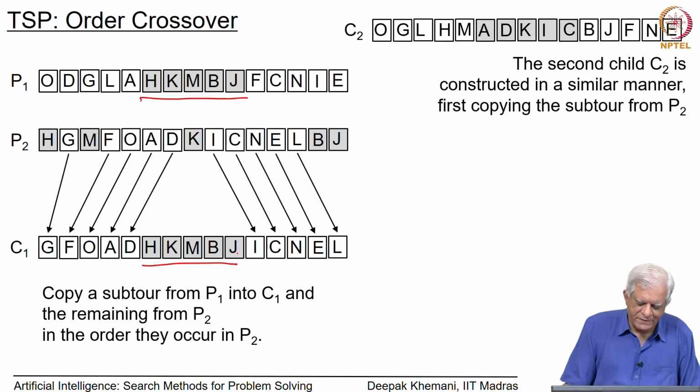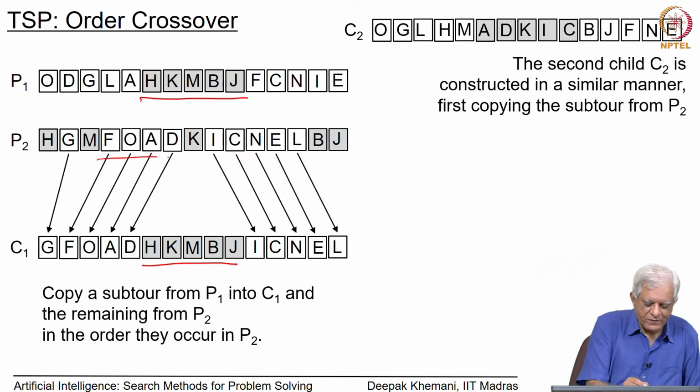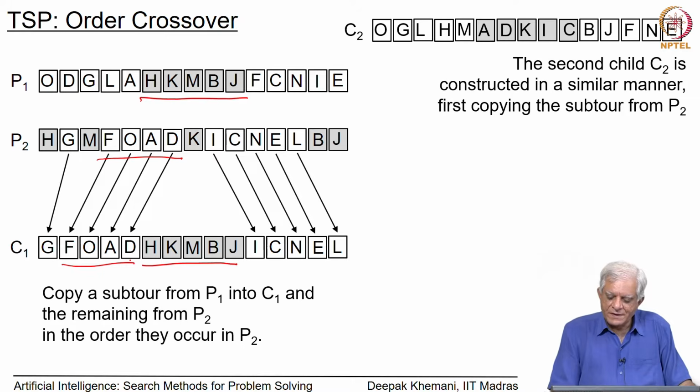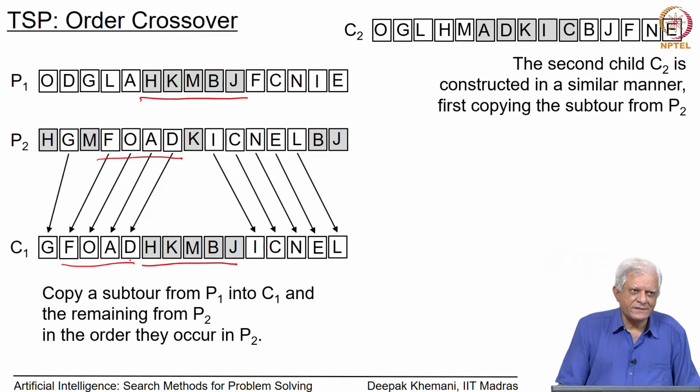the cities which are taken from the second parent are taken in the same order. For example, F O A D is here and F O A D is also here. The second child is constructed in a similar fashion, and that is where you can see that this A D K I C was the corresponding subtour in parent 2, and that has been copied into this, and the others have been copied in the order of the cities from parent 1.